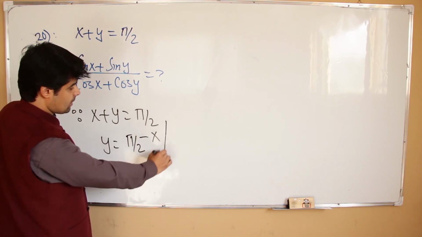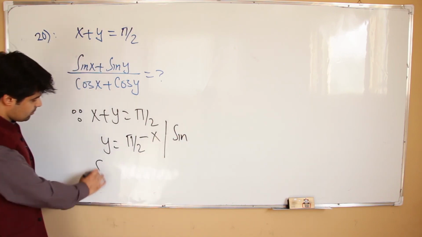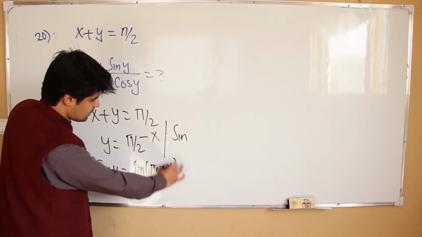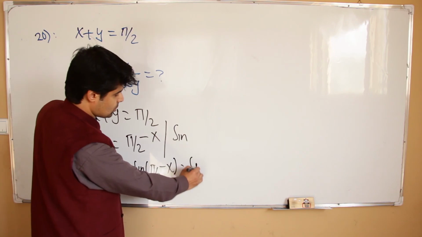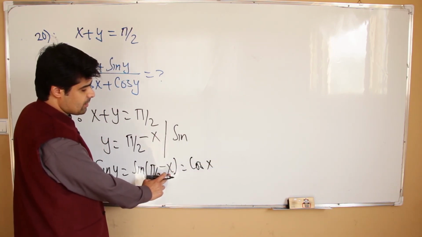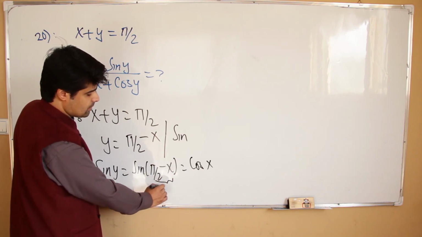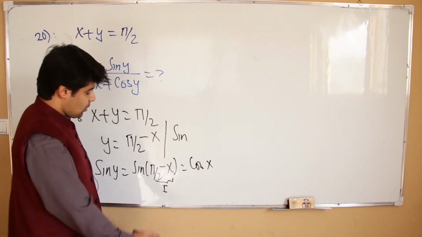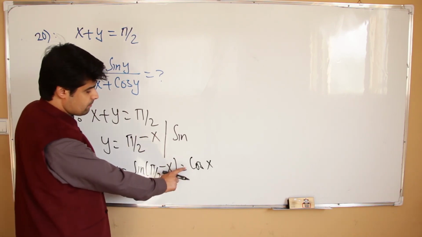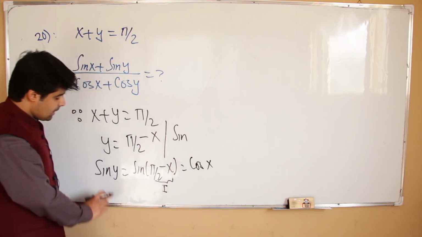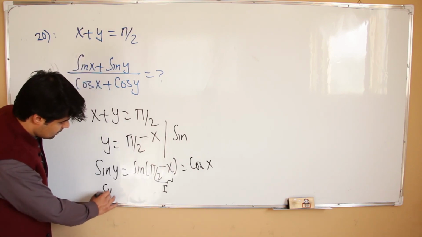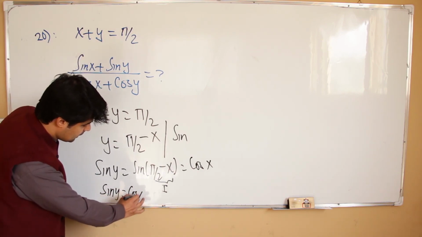Now I will take sine. It would be sine y is sine of pi by 2 minus x, and this sine changes to cosine of x. It is the first quadrant. Pi by 2 minus some angle is in the first quadrant. If this is in the first quadrant, the sign for the sine is plus. Am I right? It means instead of sine y, you can write cosine x.